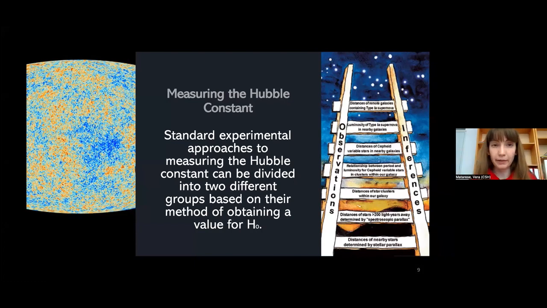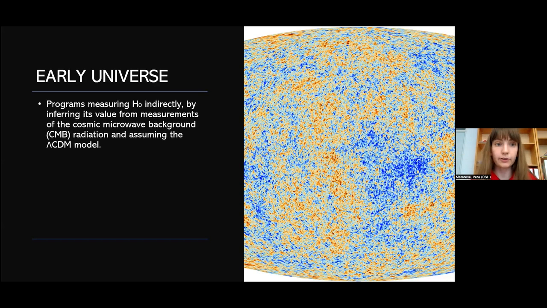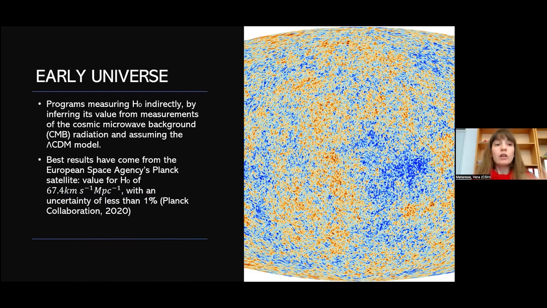And of course, there are many different methods of measuring the Hubble constant, but here we just focus on two different methods. The first method is by looking at the global features of the early universe, for instance, the cosmic microwave background radiation, and at the same time by assuming the lambda CDM model. If we do this, we are able to indirectly constrain the value of the Hubble constant. The most reliable results that we get about the cosmic microwave background are from the European Space Agency's Planck satellite, and with that kind of data, we get a value of the Hubble constant of 67.4 kilometers per second per megaparsec, with an uncertainty of less than 1%. So it's a very precise result.